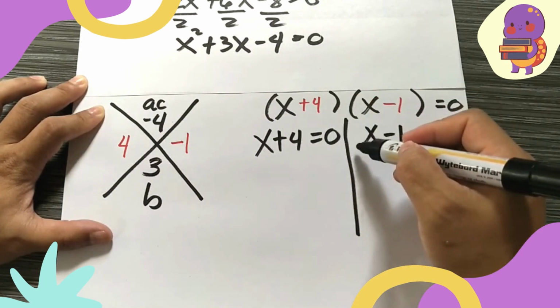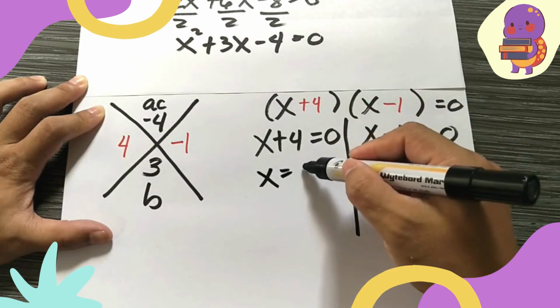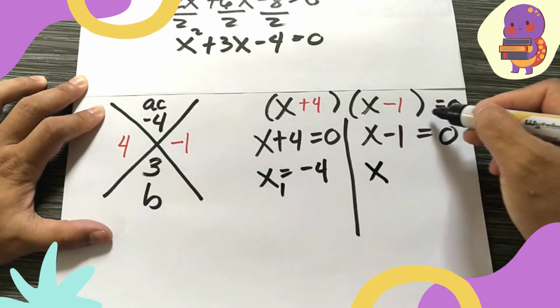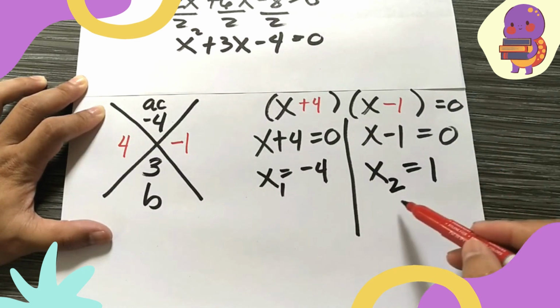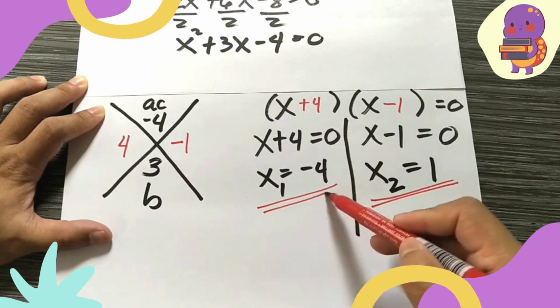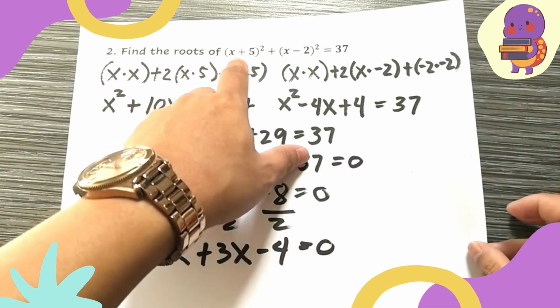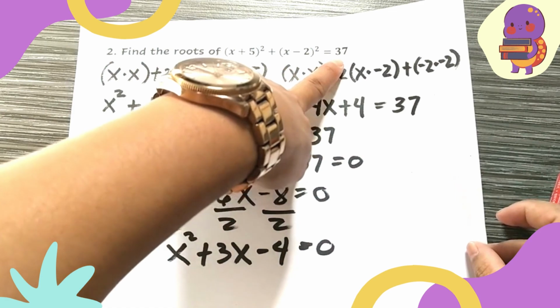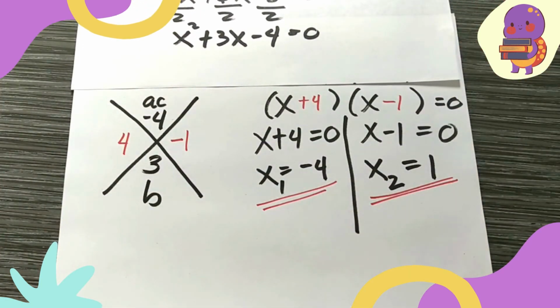So, we transpose these to the other side of the equation. You will have x equals negative 4 for the first value of x. And for the negative 1, we move it over, so it becomes positive 1. And this is now our second value of x. So, these are now the roots for the expression x plus 5 quantity raised to 2 plus x minus 2 raised to 2 equals 37. And that's it.